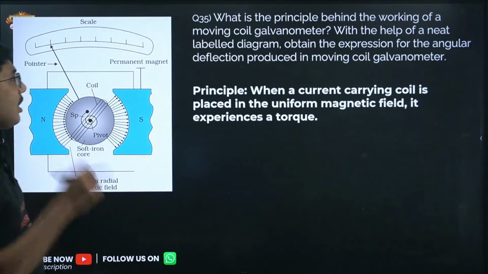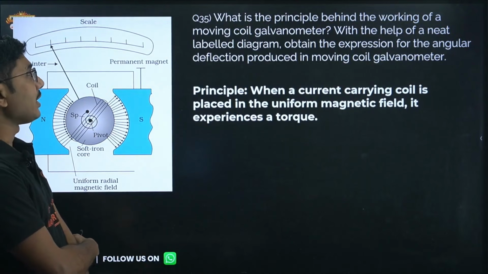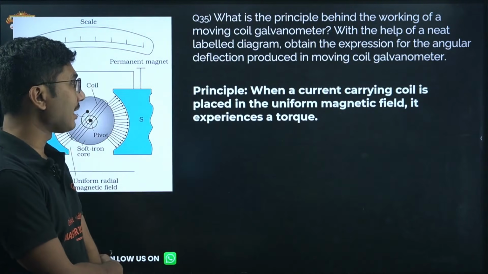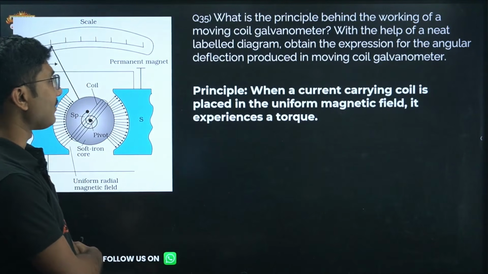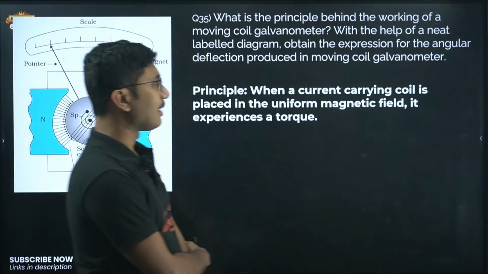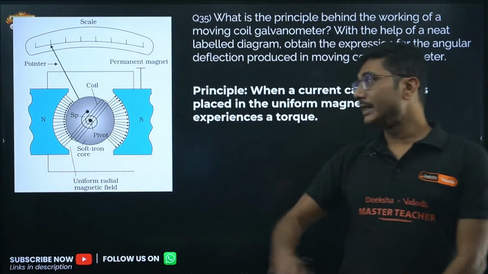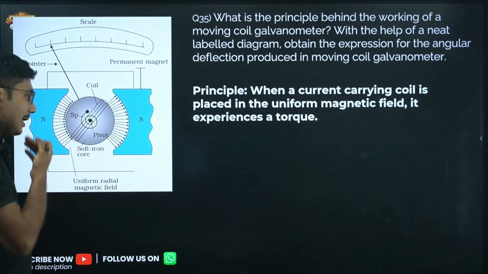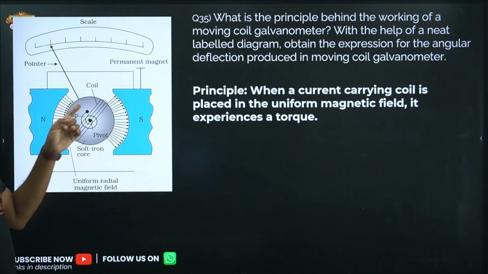What is the next question? What is the principle behind working of a moving coil galvanometer? With the help of a neat labelled diagram, obtain the expression for angular deflection produced in a moving coil galvanometer. So this is the neat labelled diagram. Everything is same. Only thing is that here we have a spring.